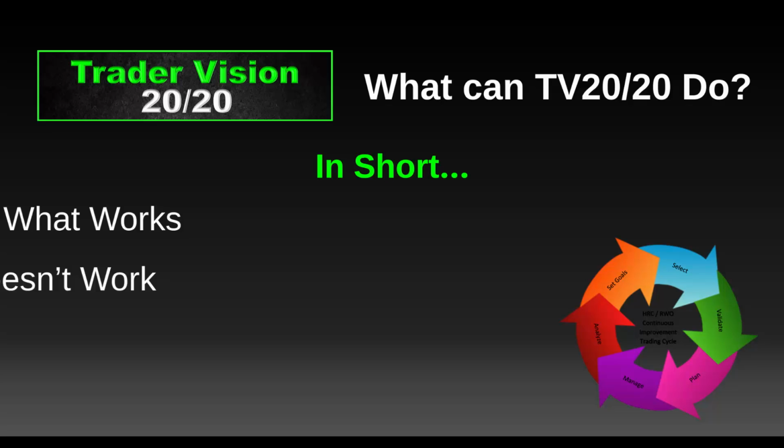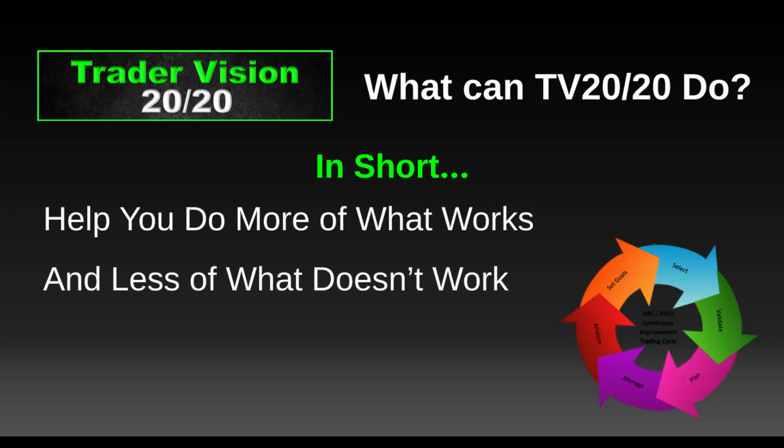So in short, Trader Vision is all about helping you do more of what works and less of what doesn't work. And here's the key: for you. And it's different for every person. We all have our own emotions. We all have our own mental baggage, our own proclivities to certain mental mistakes, whether they're fallacies or just poor thinking.